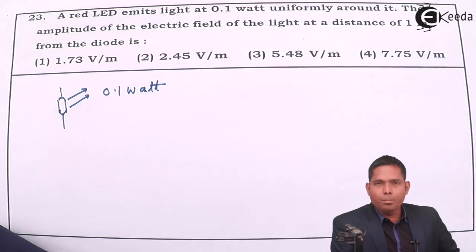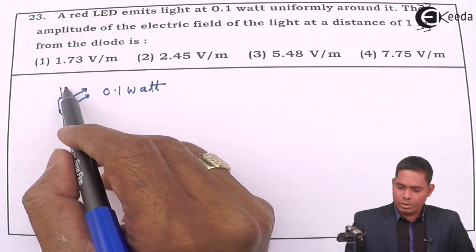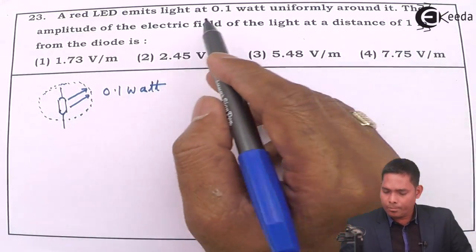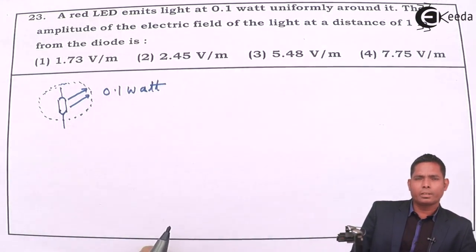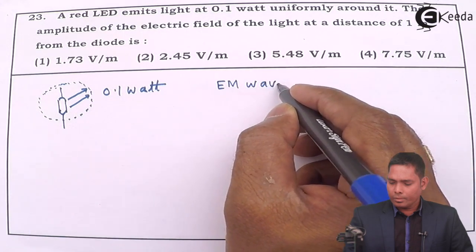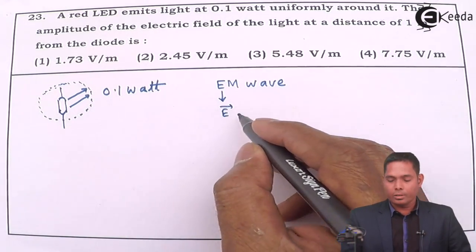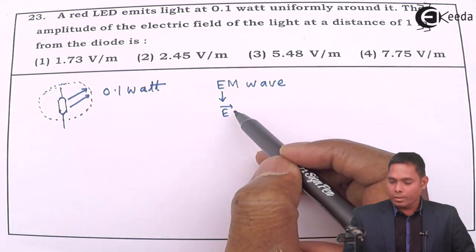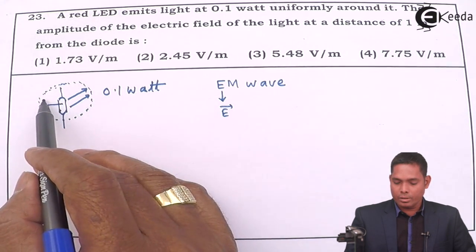That means 0.1 joule of energy is flowing out per second uniformly around it, in space. The question asks for the amplitude of the electric field of the light. Light is nothing but the variation of electric and magnetic field, so light is an electromagnetic wave. Out of this we are talking only about the electric field, the E field. We are interested in the amplitude of this electric field at a distance of 1 meter from the diode. So I will take that radius as 1 meter.